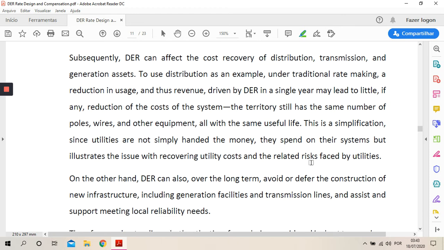Subsequently, the ER can affect the cost of distribution, transmission, and generation assets. To use distribution as an example, under traditional rate making, a reduction in usage and thus revenue driven by the ER in a single year may lead to a little, if any, reduction of the cost of the system. The territory still has the same number of poles, wires, and other equipment, all with the same useful life. This is a simplification since utilities are not simply handed the money they spend on their systems, but illustrates the issue with recovering utility costs and the related risk faced by utilities.